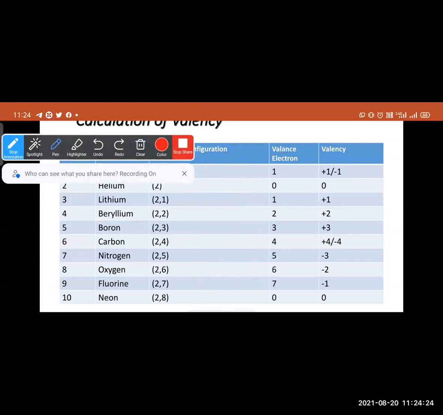Now, in case of boron, atomic number is 5, electronic configuration is 2, 3, and the outermost orbit will have 3 electrons. Therefore, the valence electron will be 3. Those 3 electrons can be donated, or 5 electrons can be accepted to complete the second orbit.